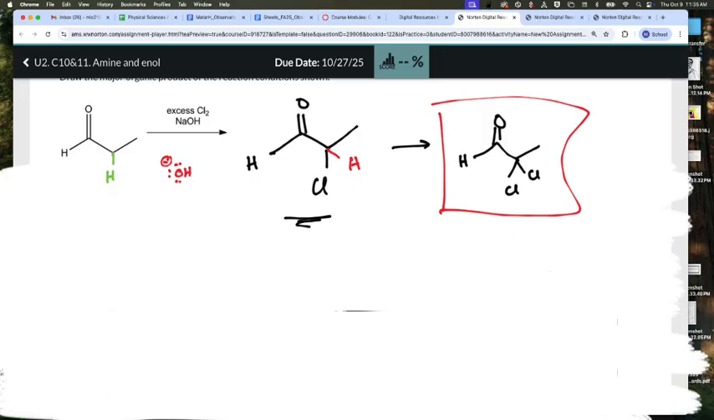Okay? If we're going to run this, the base is going to constantly deprotonate, and anytime there's an alpha hydrogen, I'm going to replace it with a halogen. Not chlorine, but a halogen. Because I could add Br2, I could add I2. Probably wouldn't add F2 because it would explode. Okay? But I could add any one of those things.